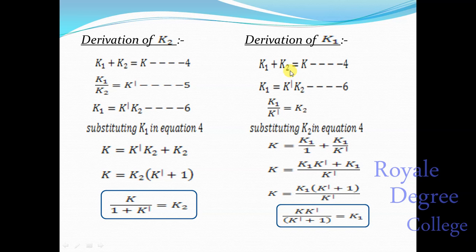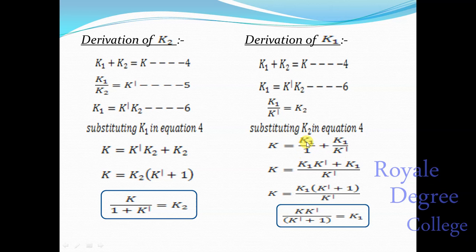Now we will see the derivation of k1. We are writing this equation 4 as it is, k1 plus k2 is equal to k, and k1 is equal to k dash k2, it is our equation number 6. From this particular equation, k dash we are bringing to the other side. So k1 by k dash will be equal to k2. Substituting k2 in equation 4 now, k is equal to k1 as it is plus k2. In place of k2 we are writing the k2 value as k1 by k dash. So now k1 by 1 we are writing. Why? Because in the denominator nothing is there, means we can write 1.